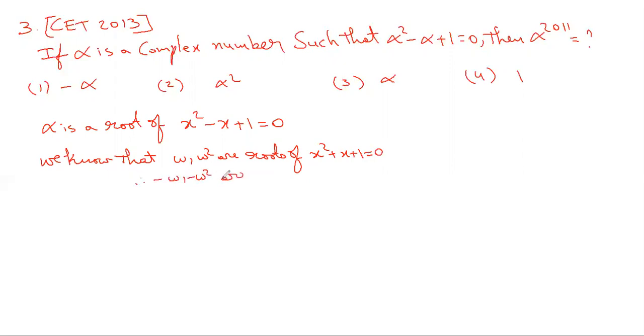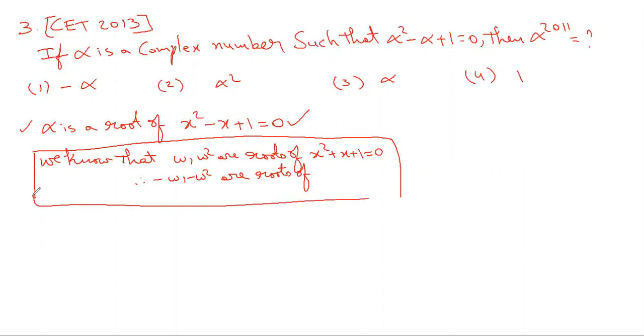So you wrote x square plus x plus 1, not x square minus x. Yeah, alpha is given as a root of x square minus x plus 1. But omega and omega square are the roots of x square plus x plus 1 equal to 0. So the middle term, the sign is wrong. No, this is the given information and I'm writing a property. Okay, sorry, sir.